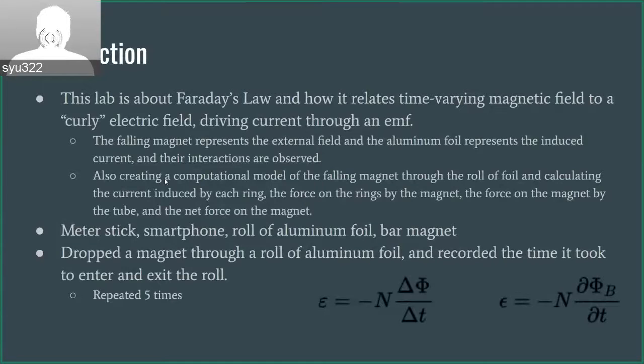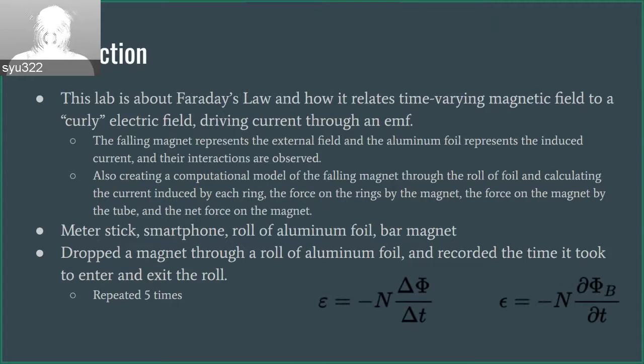So, the introduction. This lab was about Faraday's law and how it relates time-varying magnetic fields to a curly electric field that drives a current through an EMF. The falling magnet in this lab that we let fall through the aluminum tube represents the external field, and the aluminum foil represents the induced current, and their interactions were observed.